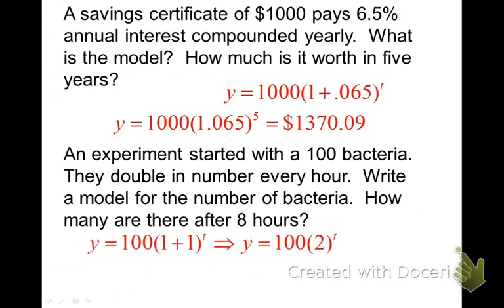Well, double every hour means that what's inside the parentheses is going to be a 2. And since we have 1 plus R, we know that R has to be 1 in this case. If we plug in 8 for the T, then we're going to get about 25,600, which is an example of why you want to brush your teeth in the morning, because after you've been asleep for 8 hours, that's how many extra bacteria there are in there.